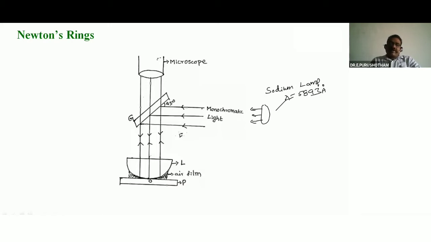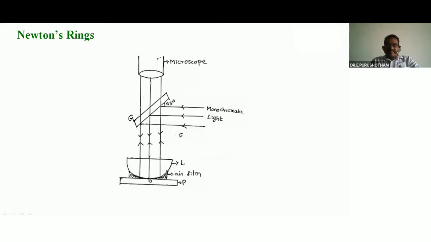From this light source, a monochromatic light is produced. This monochromatic light is incident on the glass plate G with 45 degrees angle vertically. These rays are reflected. You observe here, these are the reflected rays, and allowed to fall on the plano-convex lens, which is placed on the glass plate P. P means plate. Glass plate P.